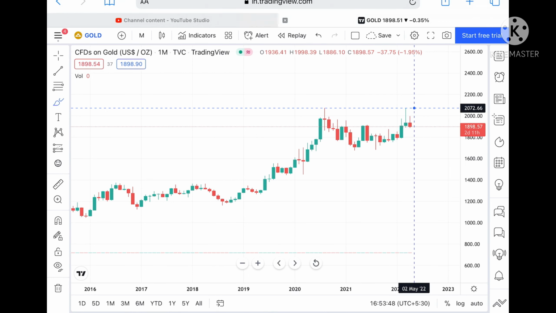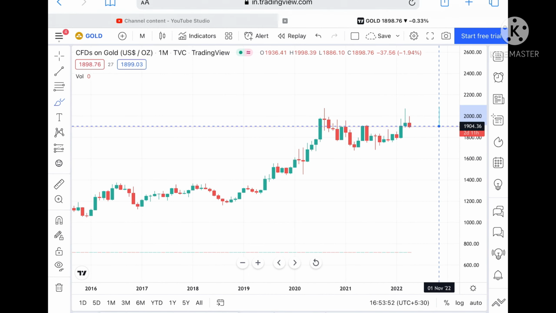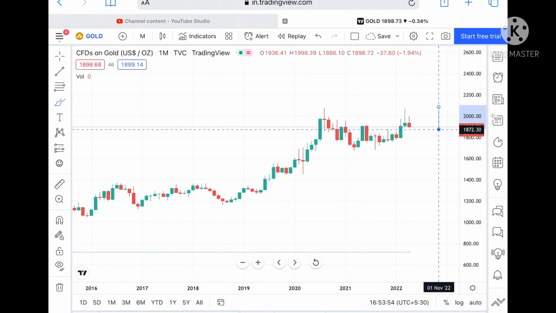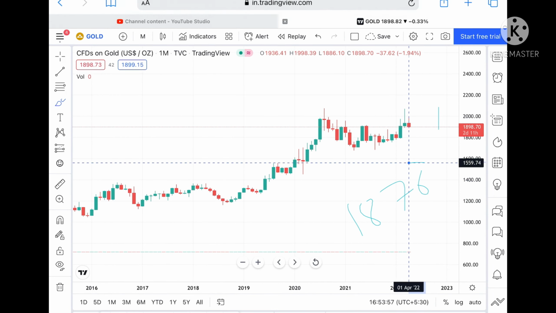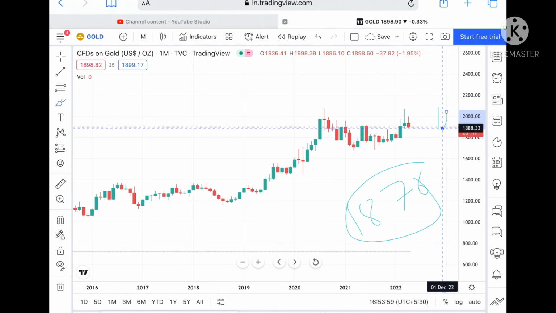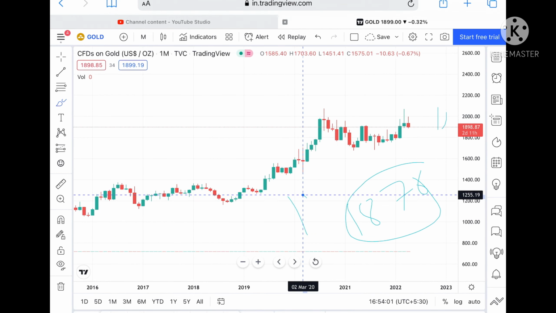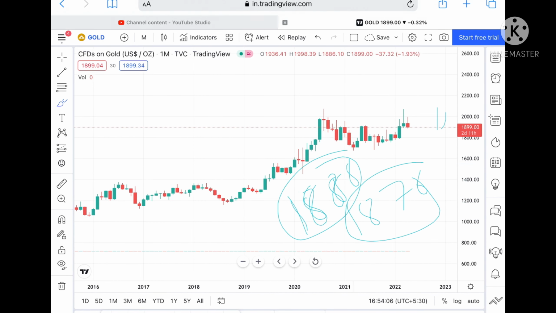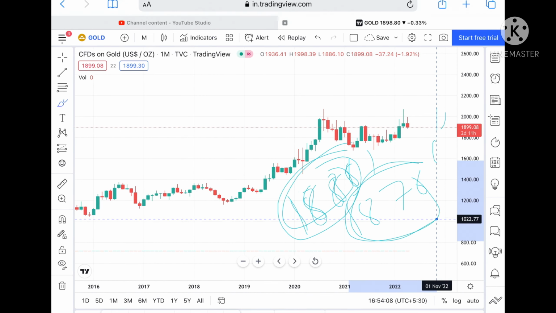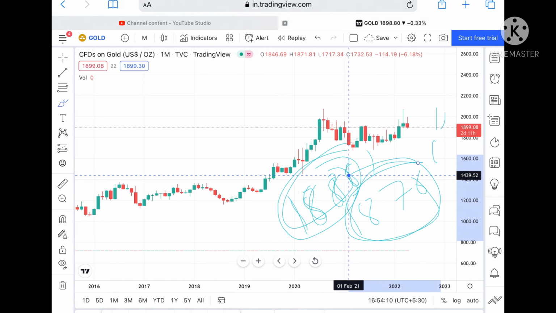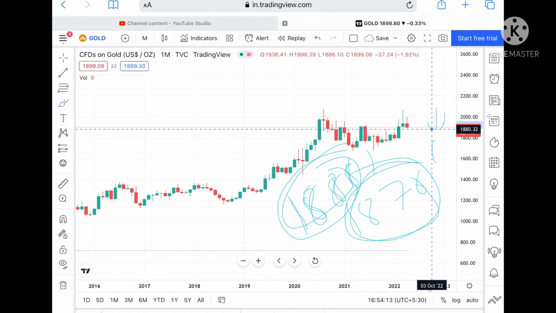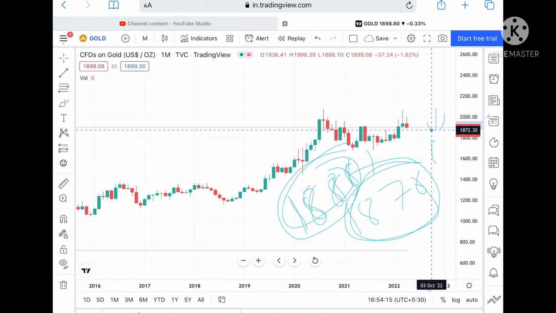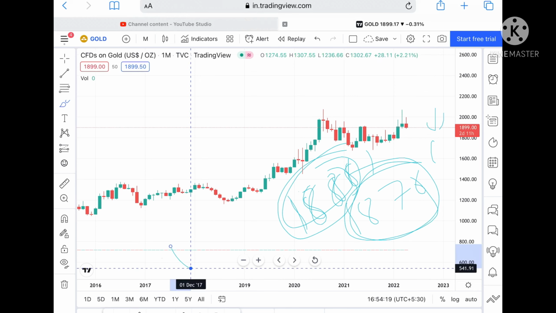But suppose the price doesn't sustain this particular level, what can we see? Suppose the price doesn't sustain this level, we can see it can touch a level of 1876. And if it goes below this level and doesn't sustain, then we can see it can touch a level of 1888. And if the price doesn't sustain this level, then we can see a level of 1876. From there we can see it can fall further, because 1876 has already been tested here, so the probability will be high. We can see a level of 1872.